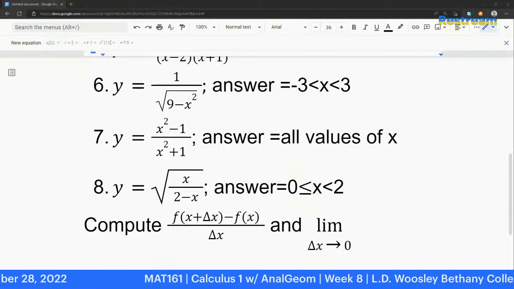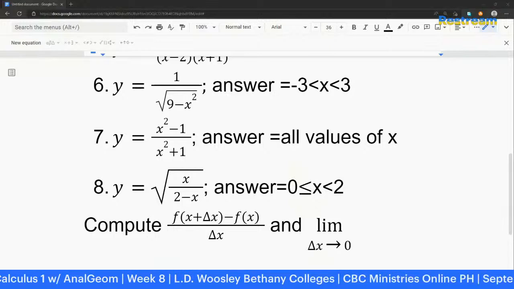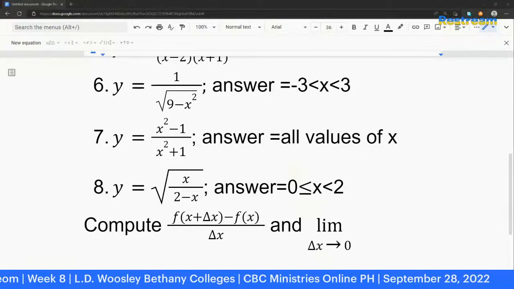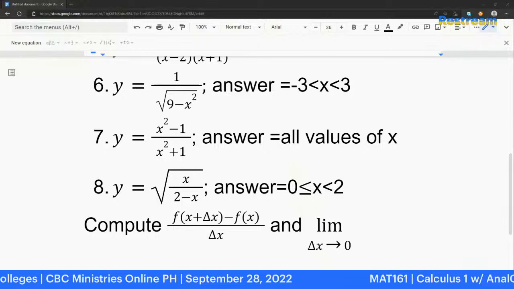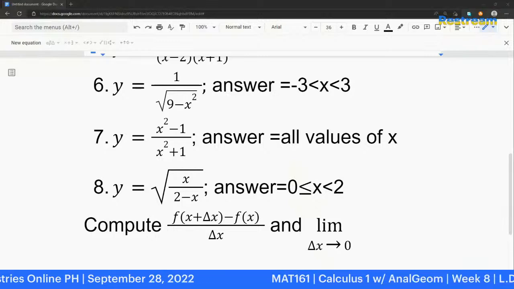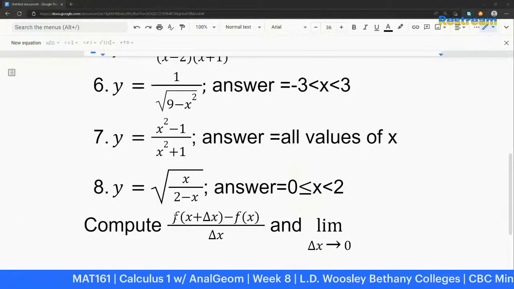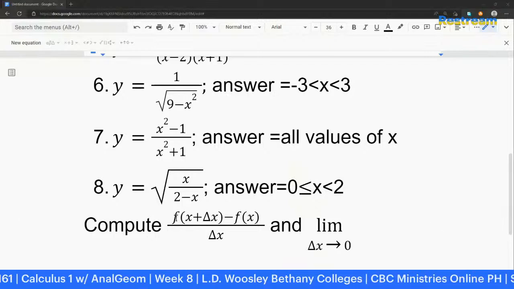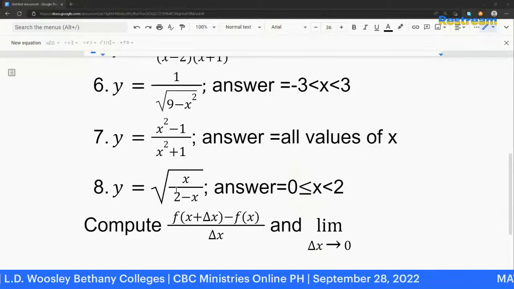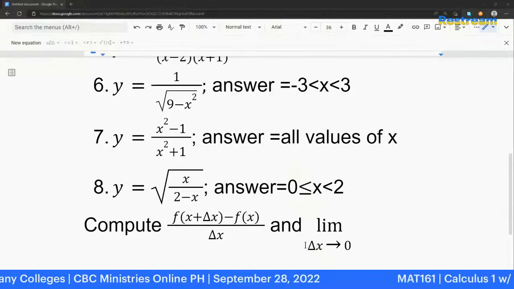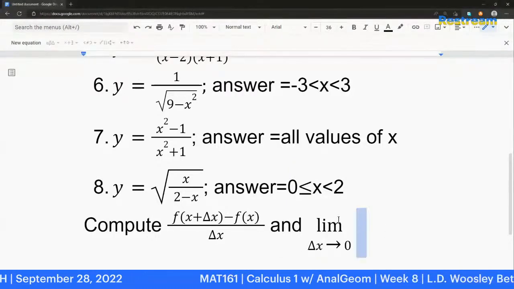Right? Okay, now let's move on to part 2. Are you ready, guys? So, Nora and Banji will take care of number 1, and Josh and Gian will take care of number 2. The requirement is for you to compute this one, f of x plus delta x minus f of x all over delta x. You will solve that, and you solve the limit also as delta x approaches 0. These are the two.